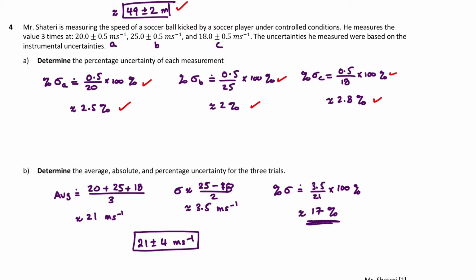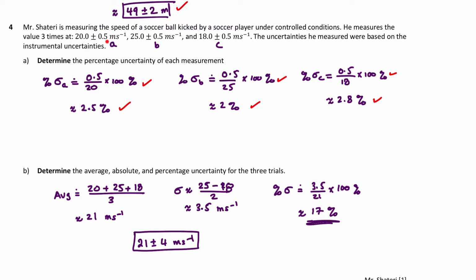we are getting 17%, and usually repeating experiments will actually reduce random errors. So what might have happened here was a procedural uncertainty that happened due to some reason that Mr. Shateri wasn't thinking at the time, because these are all instrumental uncertainties, which are 0.5. So Mr. Shateri probably didn't take something into consideration. It could have been the position of the camera. Maybe it was moving around each time. Maybe it wasn't as controlled as he thought.